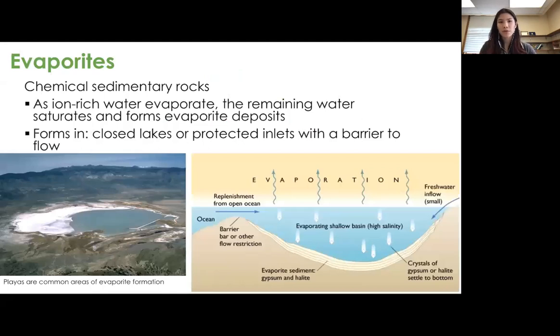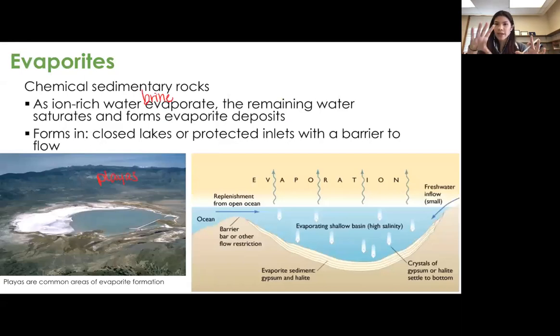This is a subgroup of chemical sedimentary rocks. They essentially form as we have an ion-rich water, which we could also call a brine, which starts to evaporate. And as it evaporates, the ions are left behind. The remaining water starts to saturate in those ions, and evaporite deposits precipitate out of that brine. Because this really needs a situation where you can saturate the ions, this tends to form in closed lakes or protected inlets where there's not a refreshment of the water flow. Some examples of places where we see evaporites forming are playas and other lakes that are completely closed off. And then we can also see this in protected inlets.